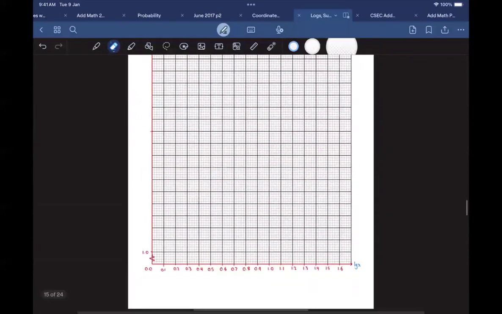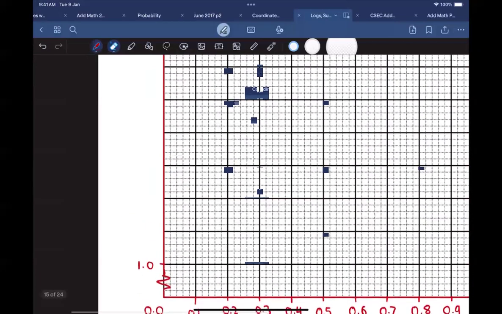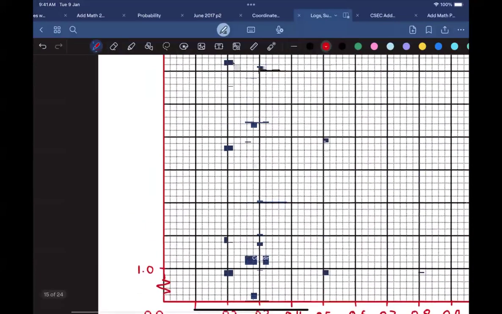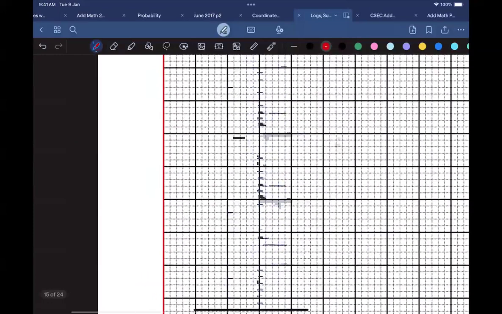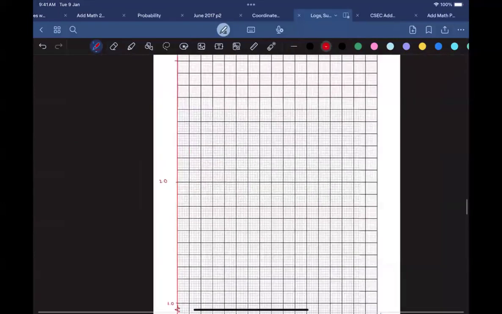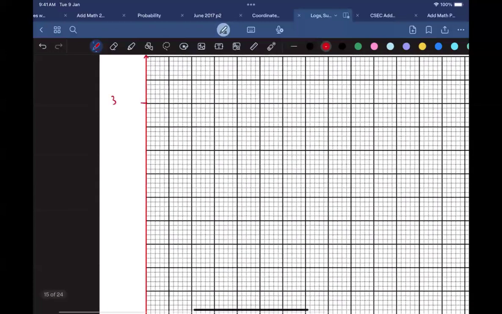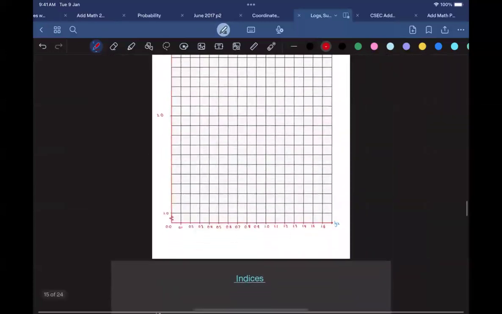Now in AdMath, it's not so important to make sure your graph takes up more than half the page, but still try to maximize the space we use. 1, 2, 3, 4, 5, 6, 7, 8, 9, 10. So this will be 2.0. And then this will be 1, 2, 3, 4, 5, 6, 7, 8, 9, 10. That'll be 3.0.